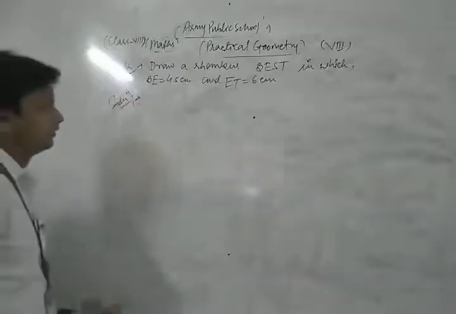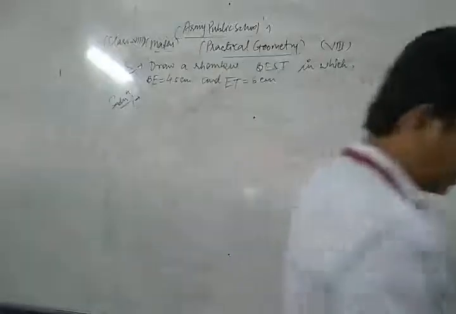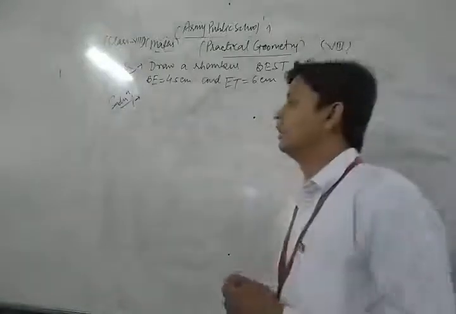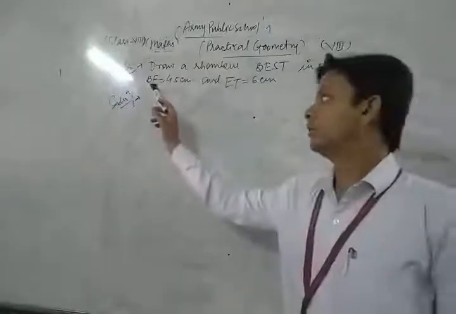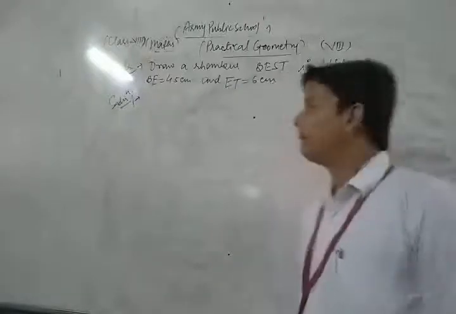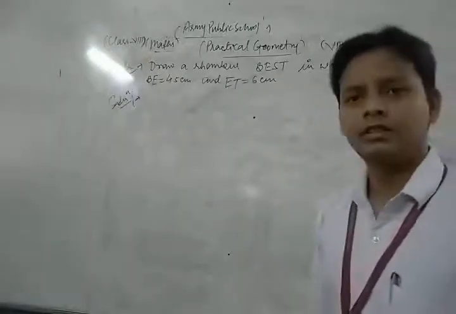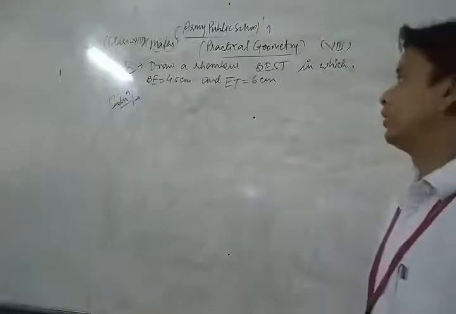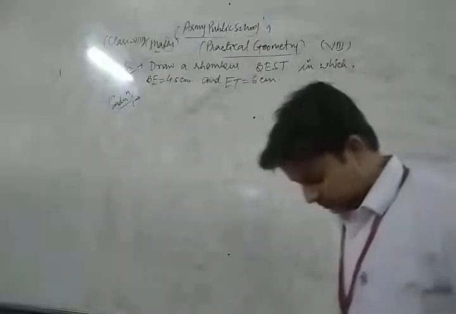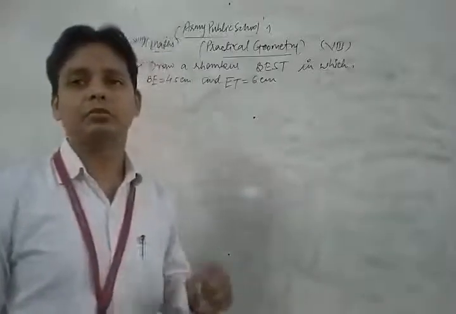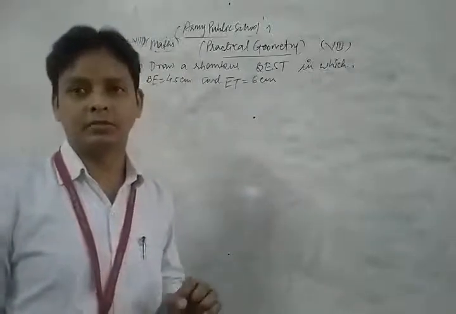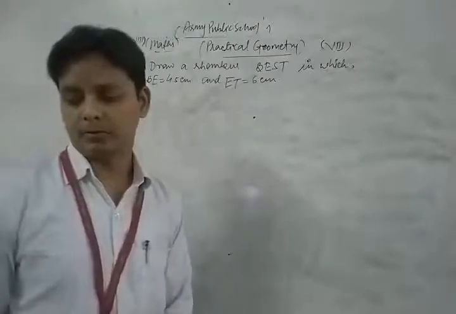Now let me solve it. This is a very important question of your syllabus. Here we draw the rhombus BEST in which BE is equal to 4.5 centimeter and ET is equal to 6 centimeter. Okay. Now what do I do for that question? First of all, you know the concept of rhombus. You know that in a rhombus all of its sides are equal to each other. This is a very important property of a rhombus.